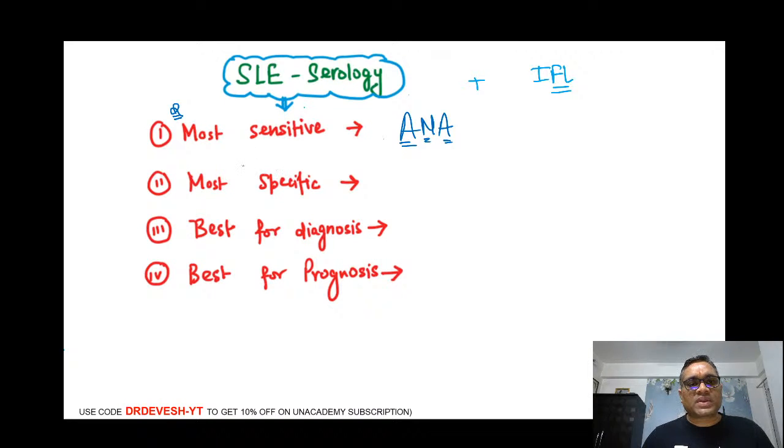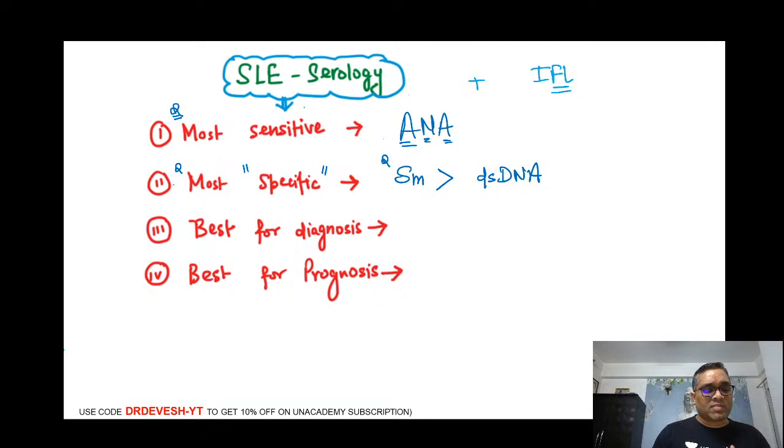What is the most specific test? Can you tell me? Anti-double stranded DNA or Smith? So remember, Smith is better than double stranded DNA, right? So this is the question which had been asked so many times in the NEET PG exam. Most specific will be the Smith antibody, right?